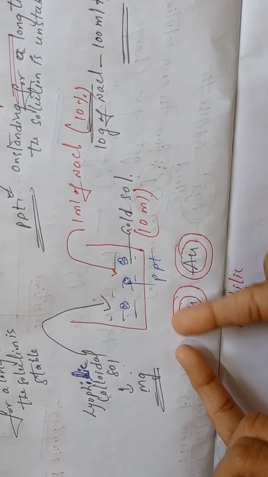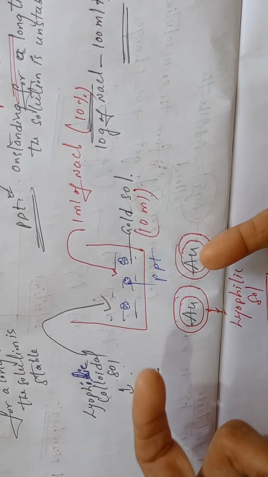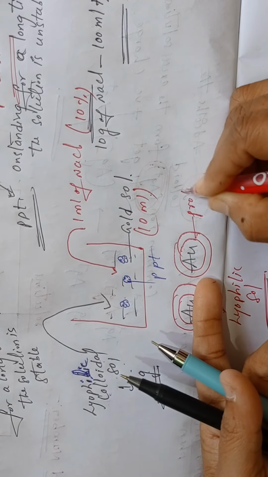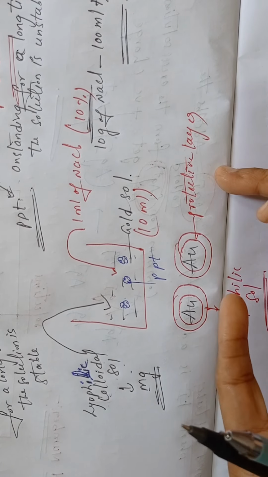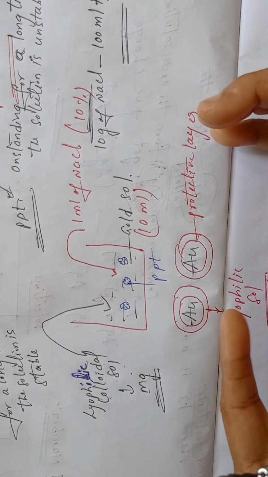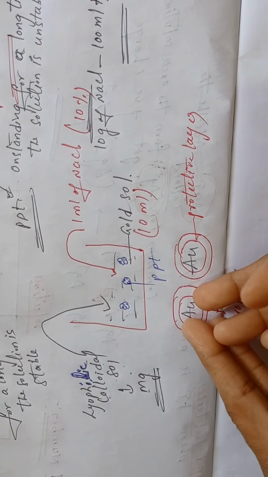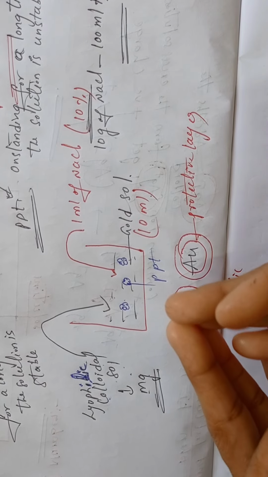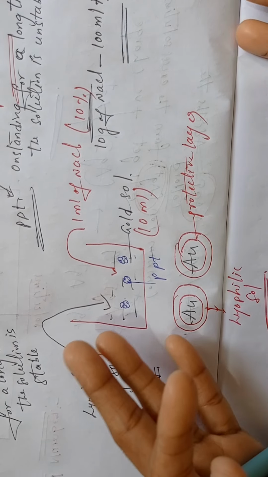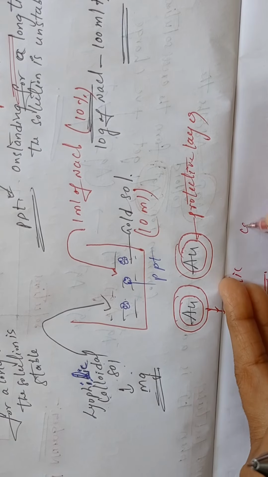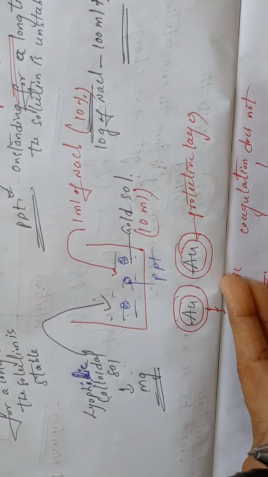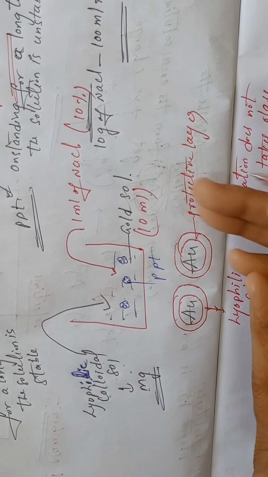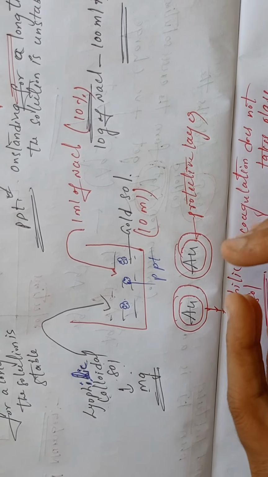Before they come closer to each other and form the precipitate, whenever lyophilic colloidal salt is added, it forms the protective layer around the gold particle. So this protective layer prevents the coagulation, students. That means the gold particles do not come closer to each other, and coagulation does not take place. The protective layer protects against coagulation.